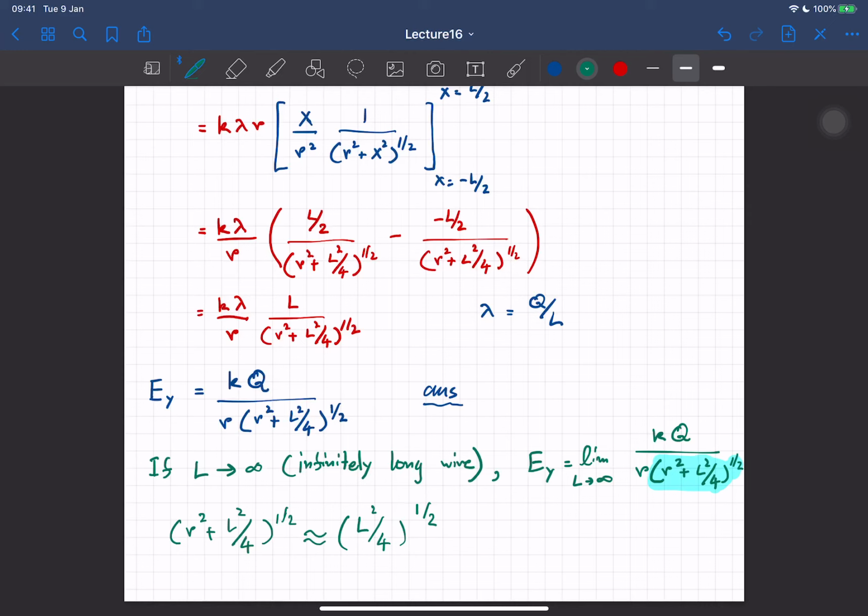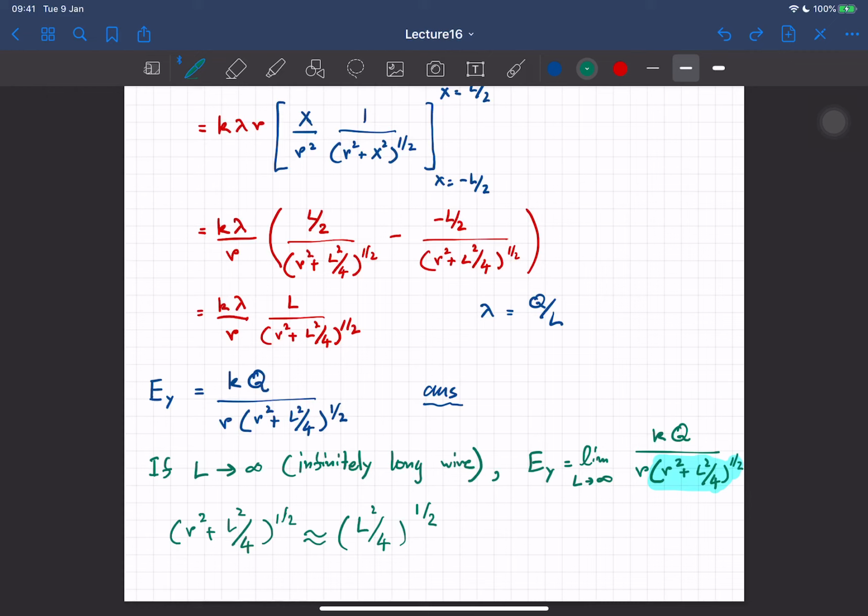And for some reason, I always write one in a slanted way. So let's say small r is like 1 meter, and then L is like 1 kilometer or something like that. So this is very small compared to this, so you can just forget about small r in this term. It's nothing to do with the r in front. That's still something that you need to keep.